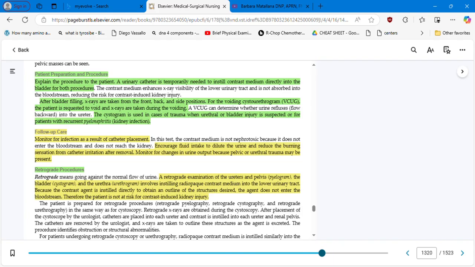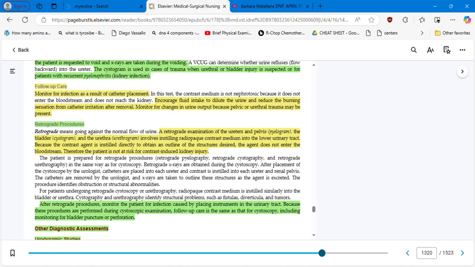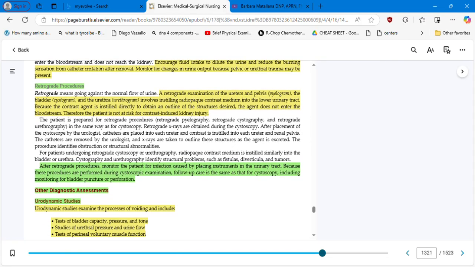The cystogram is used in cases of trauma, when urethral or bladder injury is suspected, or for patients with recurring pyelonephritis, which is a kidney infection. Follow-up care: monitor for infection, we know that. Encourage fluid intake to reduce the burning sensation. Monitor for changes in urine output because pelvic or urethral trauma may be present.